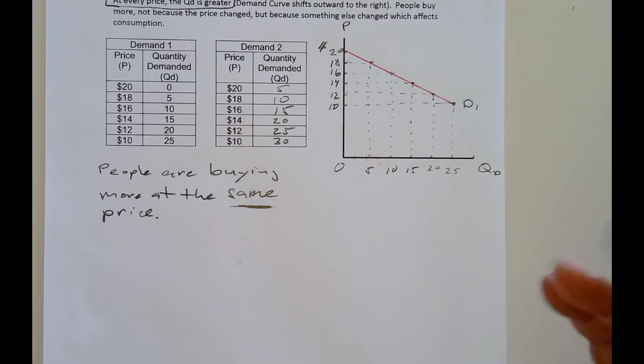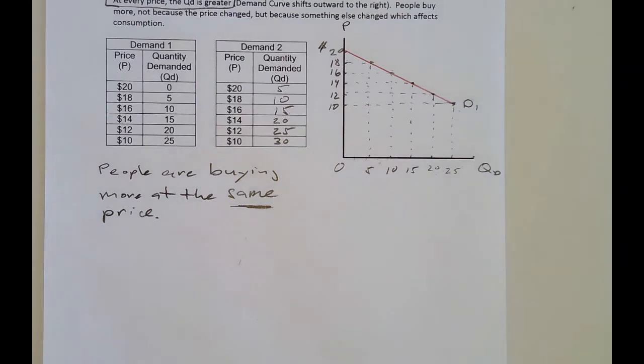What could cause that? Maybe more income. Maybe people got a pay raise, and therefore they're going out and buying more of many things at the same price of those things. So there's two ways to buy more. One is the law of demand: if the price goes down, people will buy more. The other is if the demand increases.